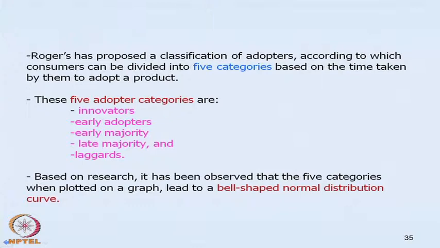the time that they take to buy a particular product or service offering after it is introduced into the market. So, as and when a product is introduced into the market and the time taken by people to purchase it, we can classify such consumers into 5 categories, and the 5 adopter categories are innovators, early adopters, early majority, late majority, and laggards. So, if we take this classification, it is through research done by Rogers.